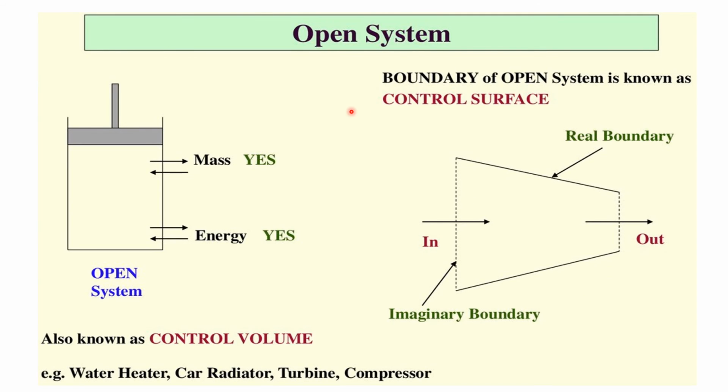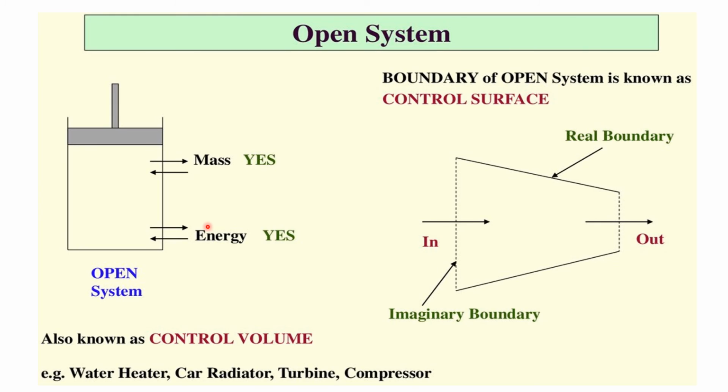Next we will study the open system. In the open system, it is also known as control volume. Here both mass and energy in the form of heat or work can cross the boundary of the system. Here both mass and energy can cross the boundary of the system.